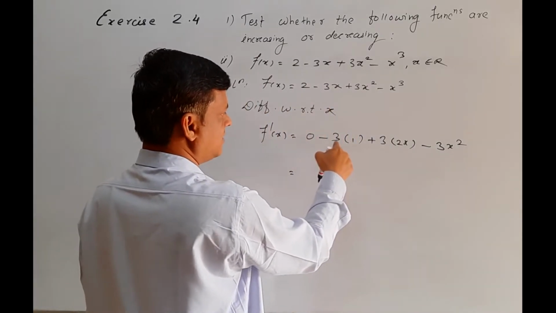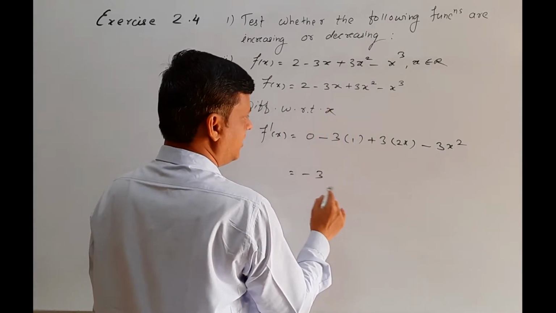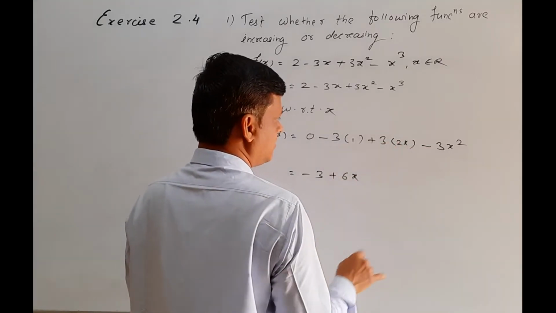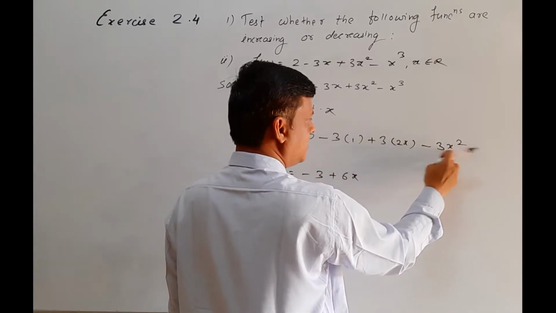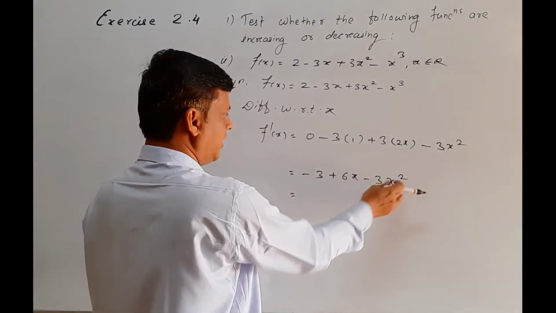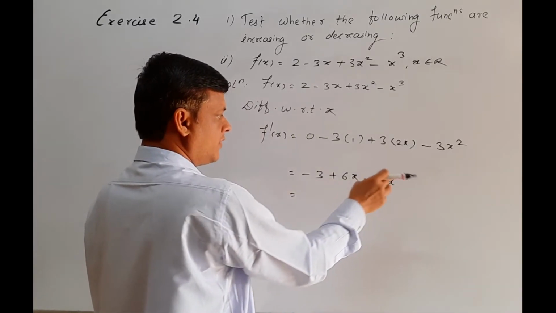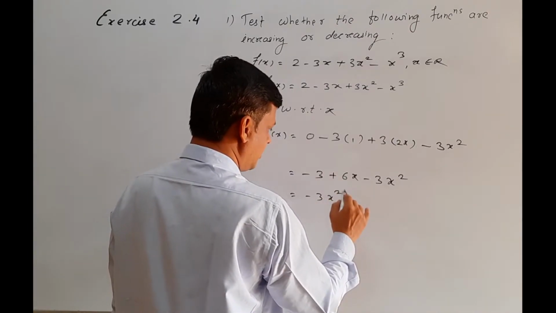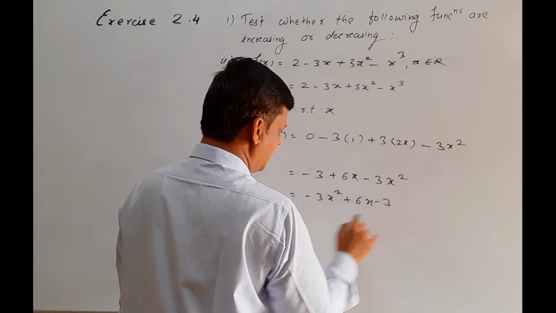Now 0 minus 3 into 1 we write as minus 3, then 3 into 2 we write as 6x, minus 3 into x square we write as it is. Now we write this in descending order, so write x square first: minus 3x square plus 6x minus 3.